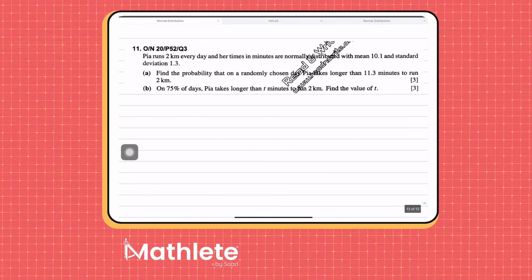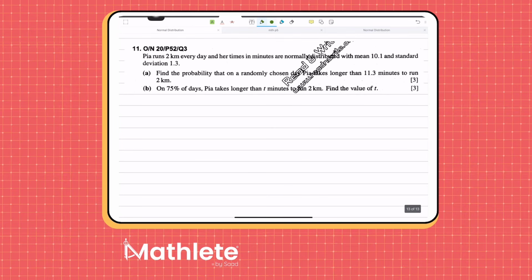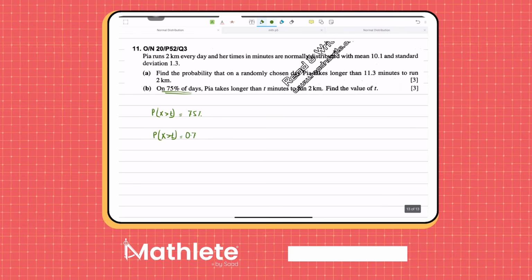Solve this question. The correct value of t is 9.22. Now I'll solve it, and I want you guys to pay attention. Here's how this works. On 75% of the days, PR takes longer than t minutes. So that means the probability that x is greater than t is 75%, which means 0.75. So the probability of x being greater than t is equal to 0.75.